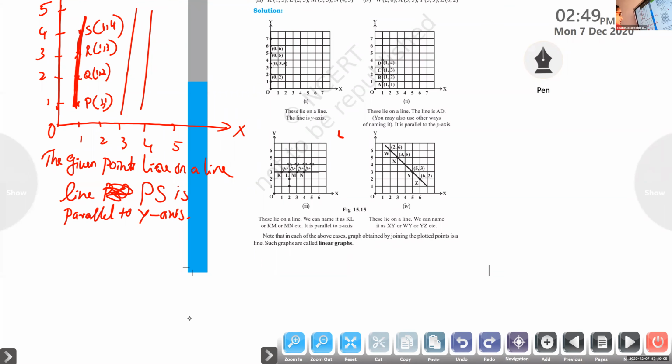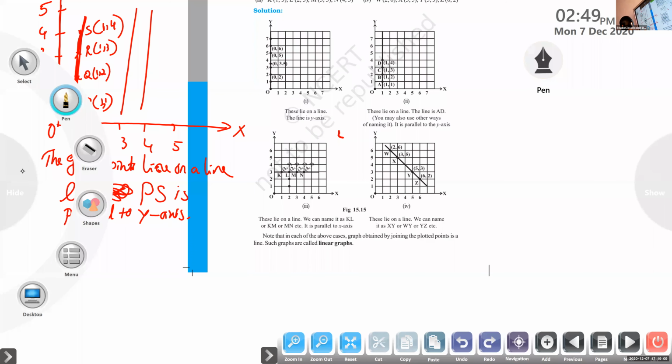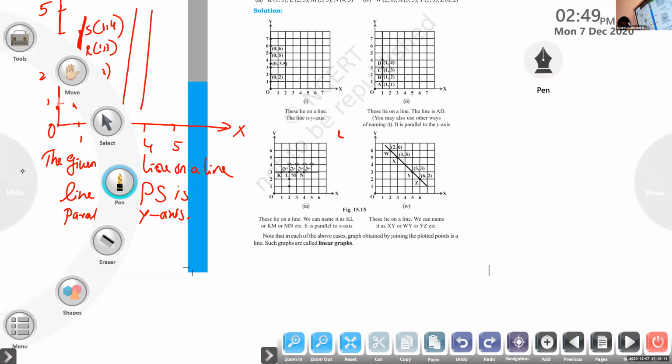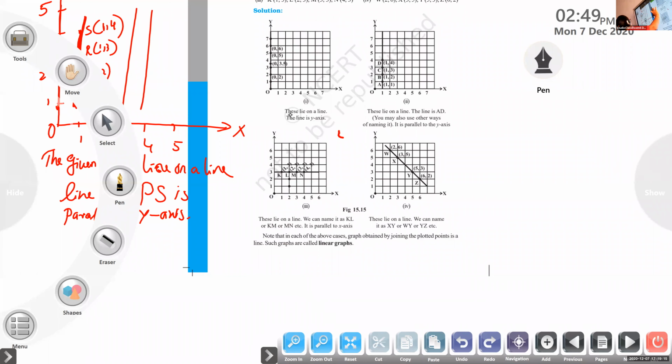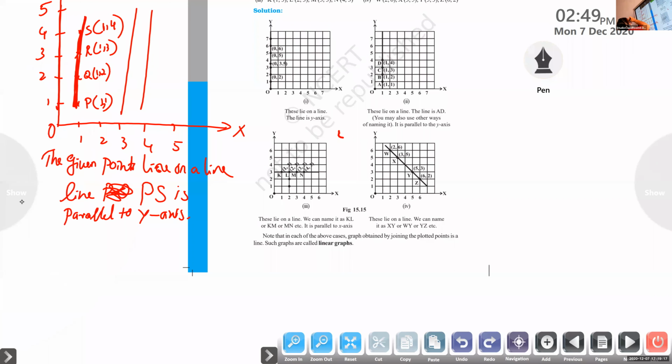Like addition and subtraction, the basics of operations in arithmetic, likewise this is the basic of the coordinate system. So study thoroughly. If any doubt, you ask. That line is parallel to y-axis. The previous line, it is y-axis itself. The points come on y-axis. And in the previous question, you can see.